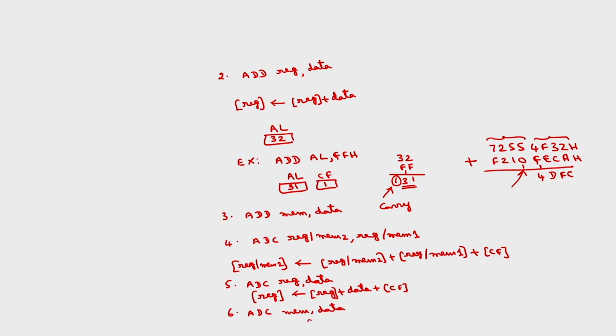Then also the same thing: the contents of the memory pointed to by one of the addressing modes plus data plus the status of the carry flag, and the result is stored in memory. So there are 3 ADD instructions without carry and 3 ADD instructions with carry. There are a total of 6 ADD instructions. Similarly, we have 6 subtraction instructions, 3 without borrow and 3 with borrow.